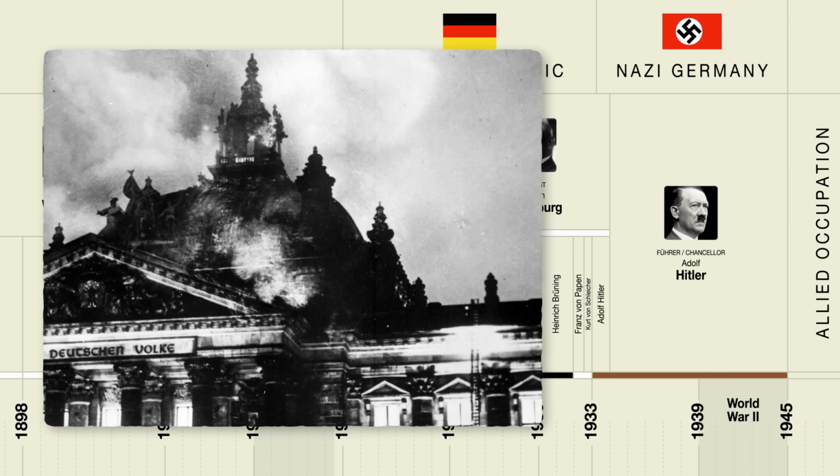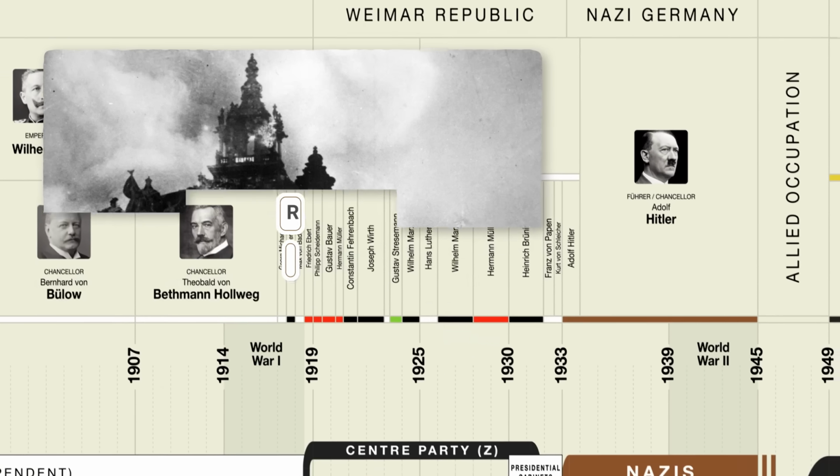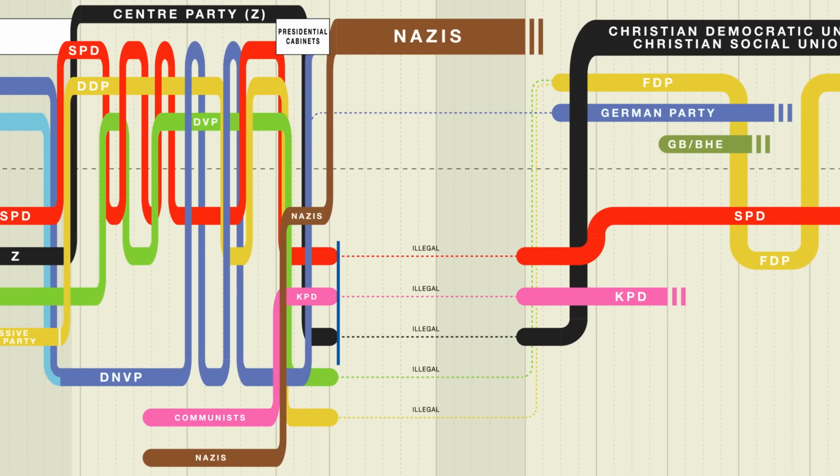But the end result was that it gave the Nazis an excuse to pass the Reichstag Fire Decree, which took away most civil liberties, and then the Enabling Act, which gave the Nazis the power to make and enforce whatever laws they wanted to. Pretty soon, all other parties, including the DNVP, were made illegal, and anyone who posed a serious threat to Hitler was killed.